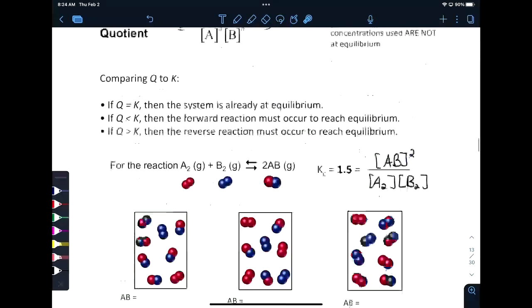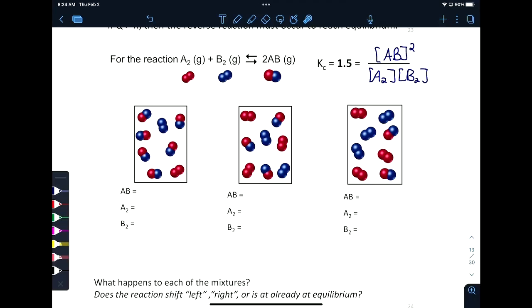Okay, all right, so let's do some examples with pictures. Here's a reaction: A2 plus B2 gives us 2AB. And I gave you the K, I wrote it here. So there's the Kc expression for this reaction, AB squared over A2 times B2. And I'm going to just tell you that the Kc for this reaction is 1.5.